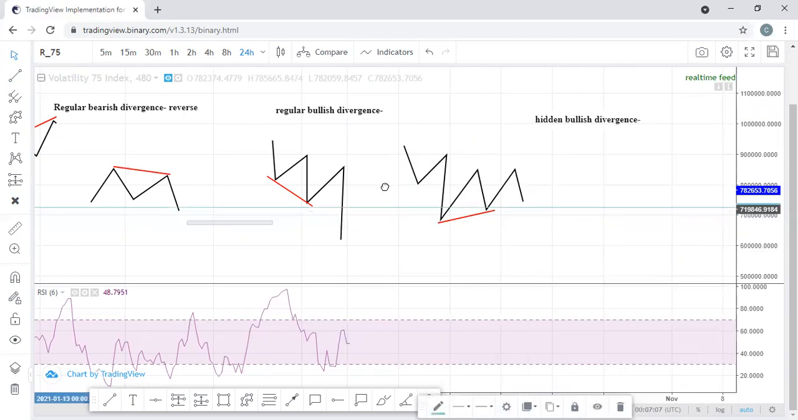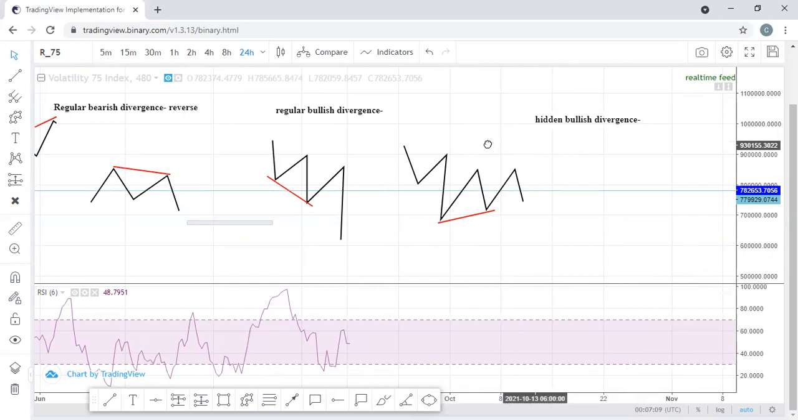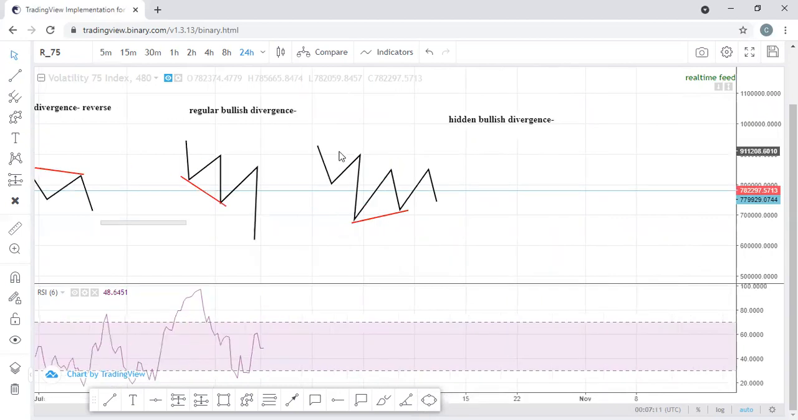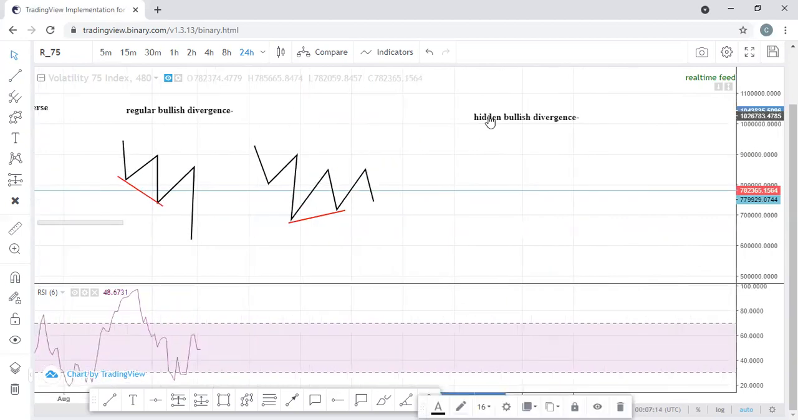Right. Now, on a hidden bullish divergence, let's extend this. This is for hidden bullish divergence now. On a hidden bullish divergence, it shows continuation, like I said, not a reversal. Hidden divergence shows continuation.